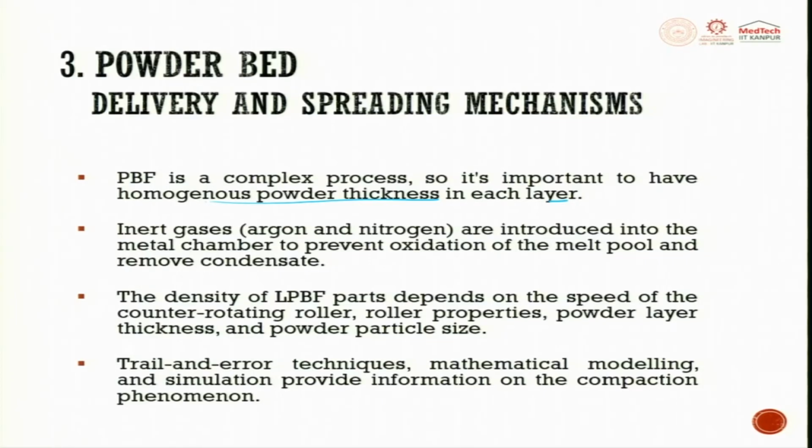And in one layer also, say for example, when we try to have a powder, you will have a lot of flea places. So that also has to be optimized such that we get a good quality output. The inert gases are introduced into the metal chamber to prevent oxidation of the melt pool and remove condensate.